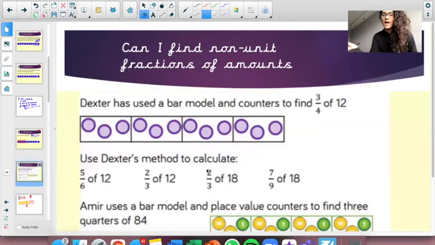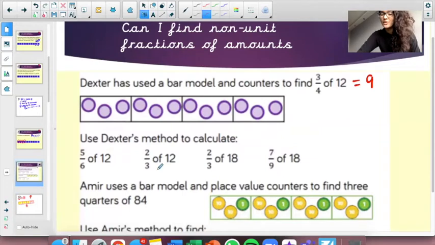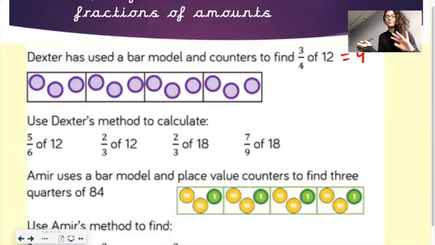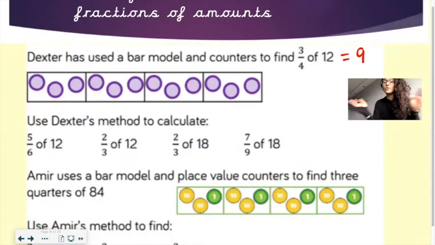So 3/4 of 12 is equal to 9. So you can use that method to calculate 5/6 of 12, 2/3 of 12, 2/3 of 18, and 7/9 of 18. Have a go. When you then unpause the video after you've tried your best at answering the questions, you will see the answers to see if you got the same as me.